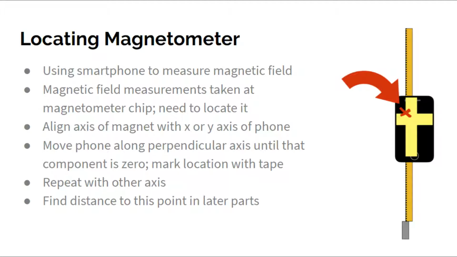If we align the axis of the bar magnet with the y-axis of the phone, then we can slide the phone along the x-axis left or right until we find the point where the x component of the magnetic field contributed by the bar magnet is 0. If we mark this line down with a piece of tape, we can then rotate the phone 90 degrees and repeat the same process, except now sliding the phone along the y-axis with the bar magnet aligned with the phone's x-axis. Using this, we can find both the x and the y coordinates of the chip, and then mark the exact location on the phone.